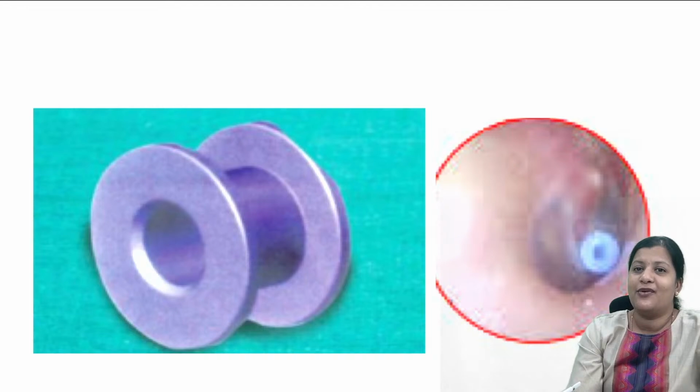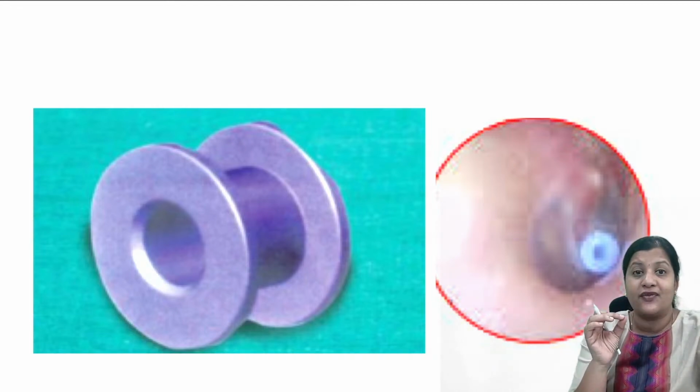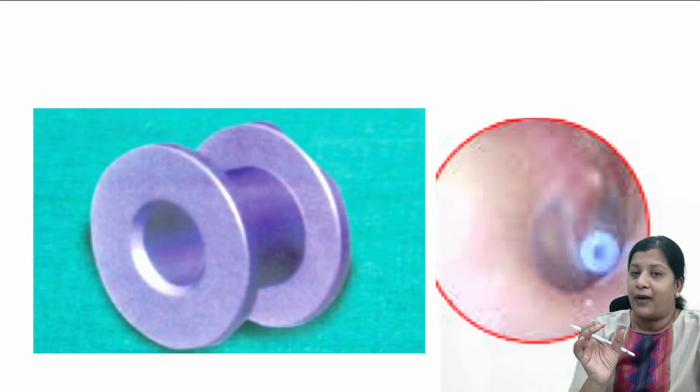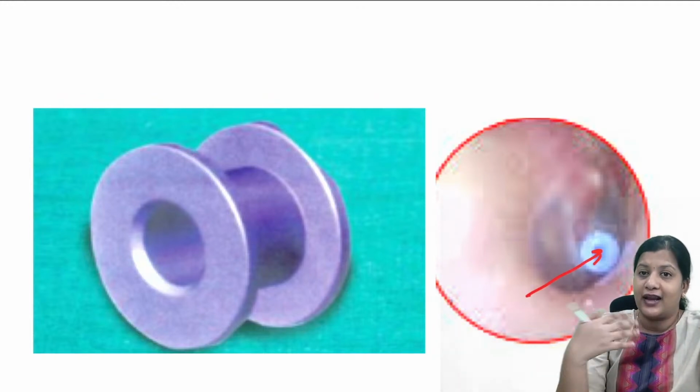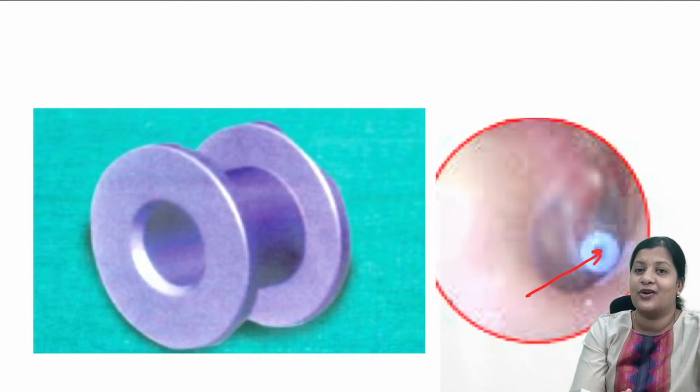Can you all tell me what is this? This is a device that we have kept in the tympanic membrane so as to ventilate the middle ear and also allow the drainage of the fluid that has accumulated in the middle ear. So what is this? Very good. This is called a Grommet.